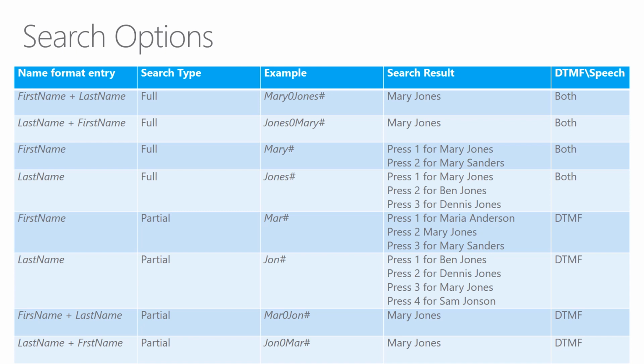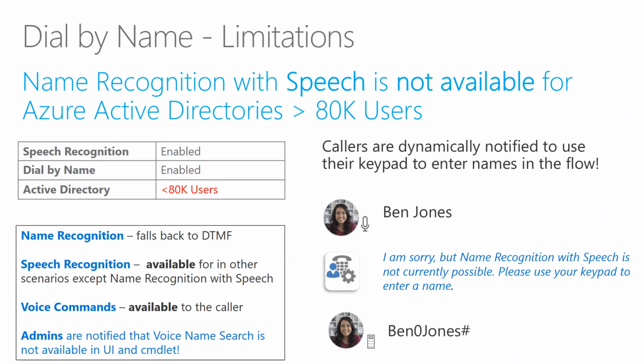So some of the search options that you have are displayed here for both speech and DTMF. When you're using dial by name, there are some limitations. While you can always use DTMF, if you want to use speech text, you cannot use that if your Azure Active Directory has more than 80,000 users. We will tell you this in the configuration panel, and we will do an automatic fallback to DTMF.